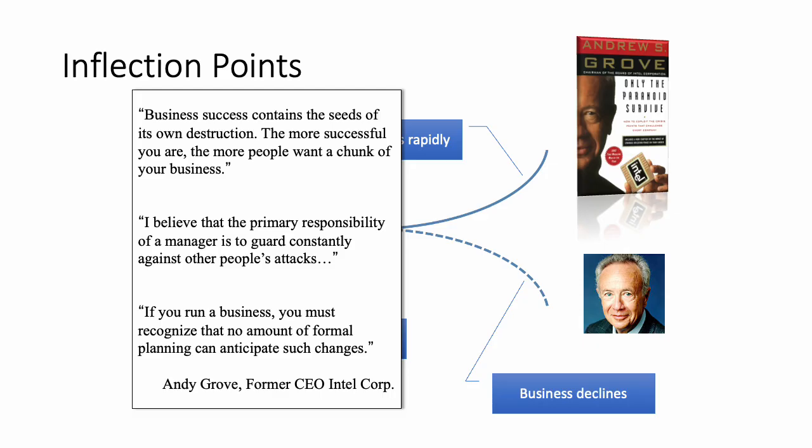Also makes sense. Now, here's the interesting thing: if you run a business, you must recognize that no amount of formal planning can anticipate these changes. That's a profound statement. What he's saying is that you can go to business school, you can learn about strategic planning, which we'll learn something about a little later, and all these different things. And there's really no amount of formal planning that can tell you that now you're ready and you're not going to get surprised and everything's going to go great for you. It's just not possible. That's really what he's saying.